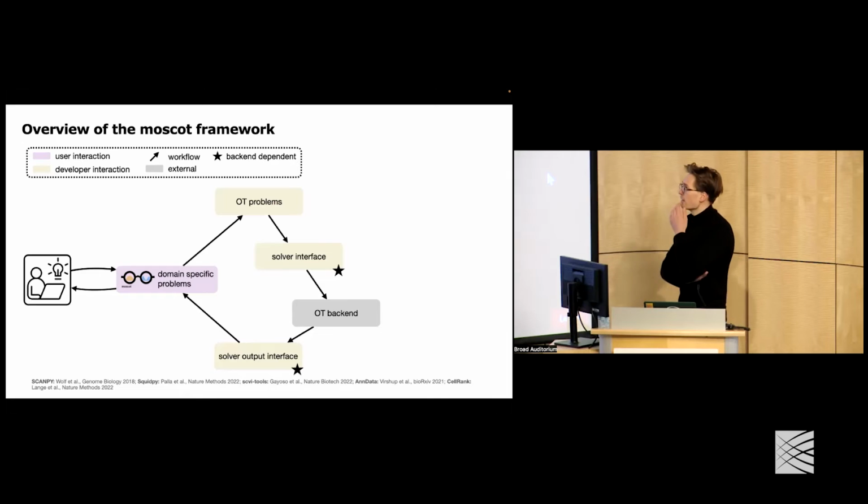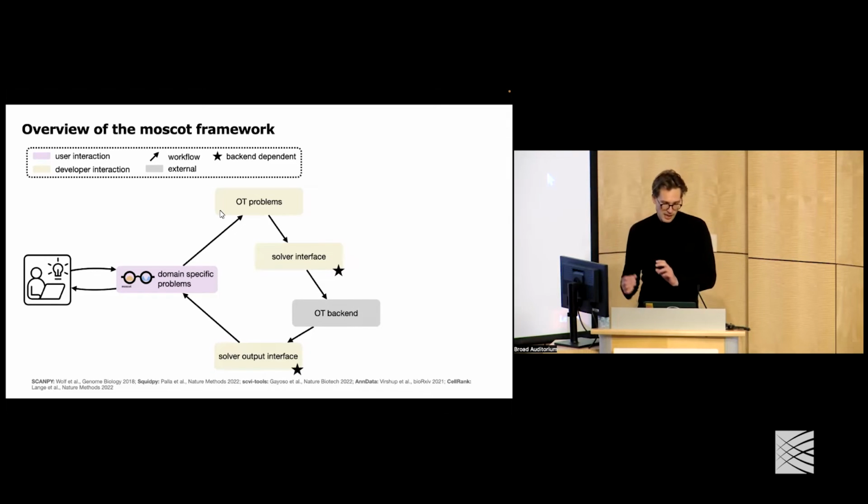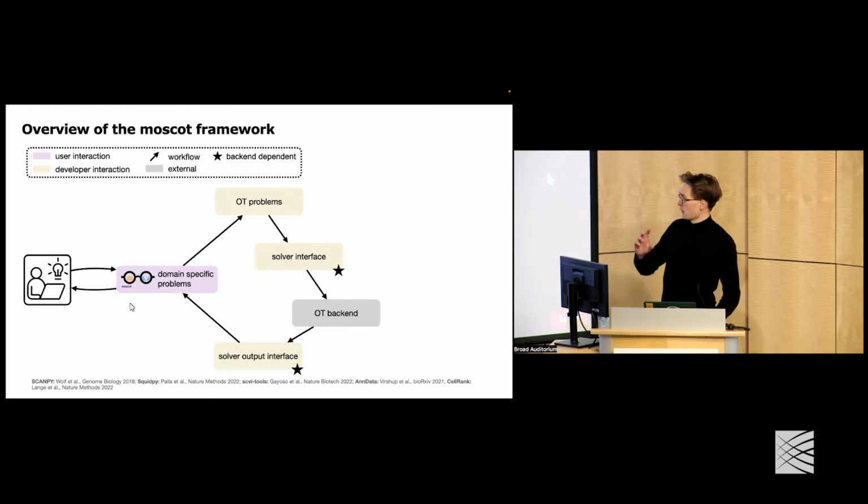So let me show in this slide what MOSCOT looks like. Basically, each box here corresponds to a collection of classes that either the user interacts with or developers interact with. So as a typical user, you will interact with these domain-specific problems that we have defined in MOSCOT. These are then translated to an OT problem by the optimal transport problems class. So I think you can't see this very well here.